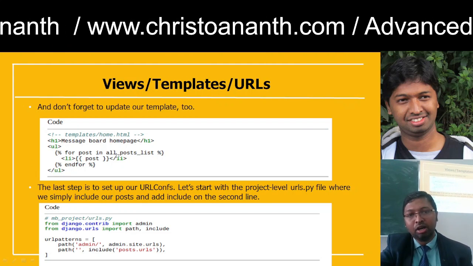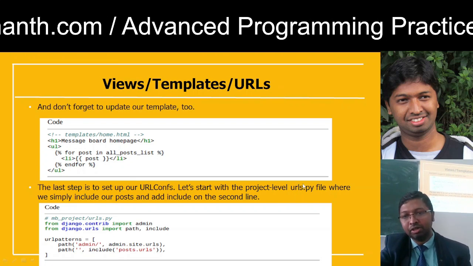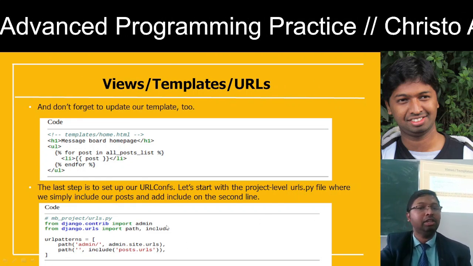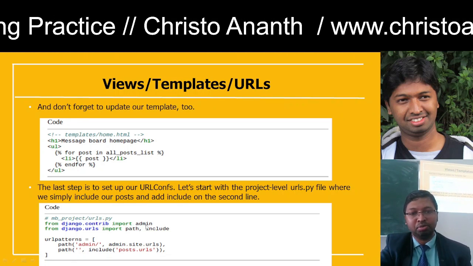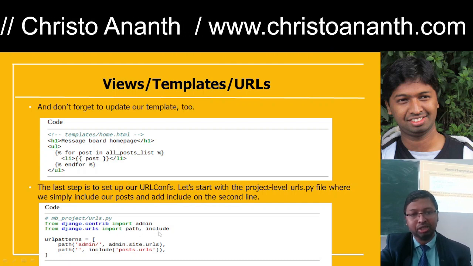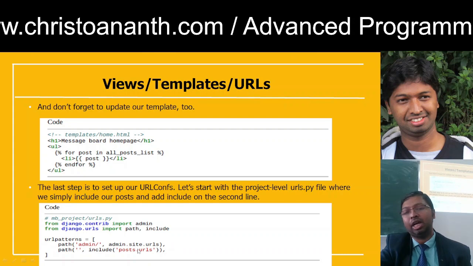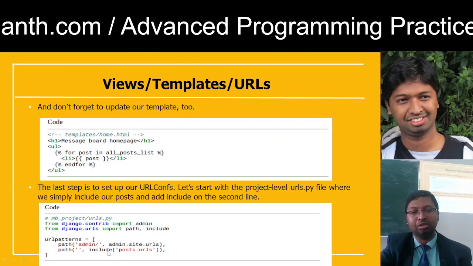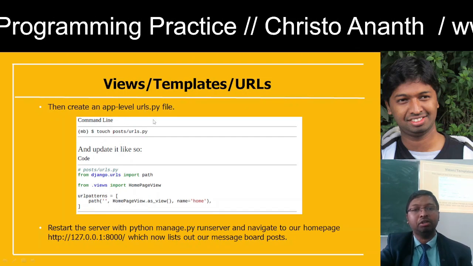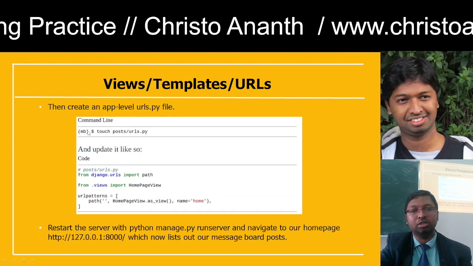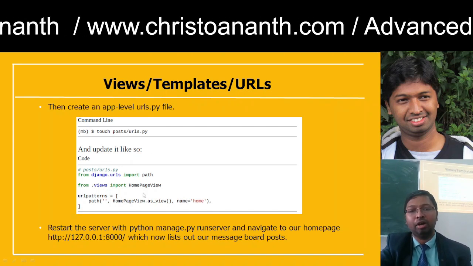And after doing all this, you have to set up the URL confs. So in the project-level urls.py file, you are going to include the post app. From django.contrib import admin, from django.urls import path, include, and the urlpatterns. The path admin, which is admin.site.urls, and path you are going to include post.urls. And you are going to create an app-level urls.py file. So touch post/urls.py, and you have to update this one.